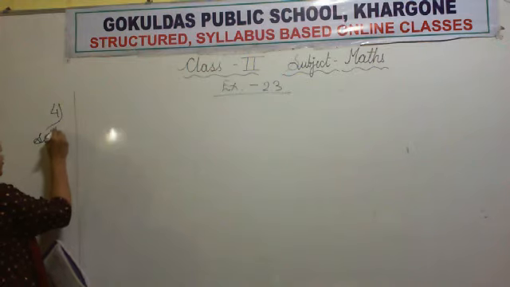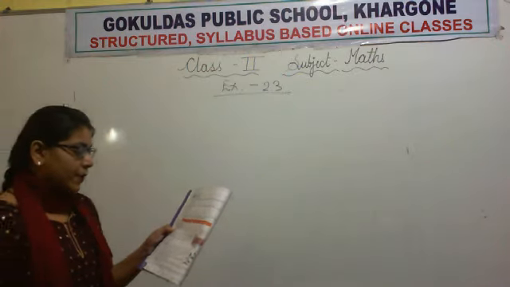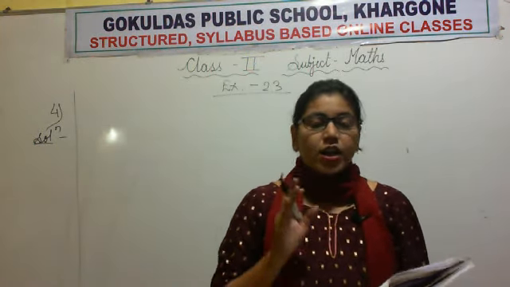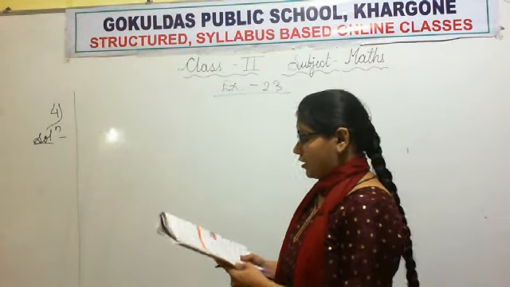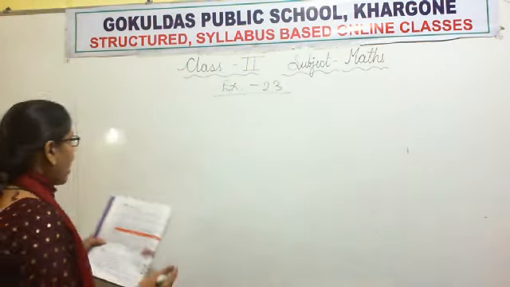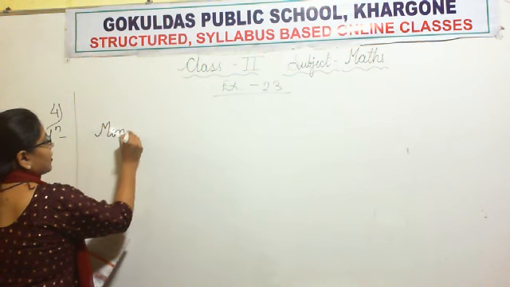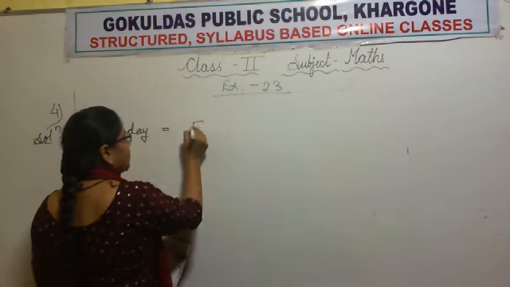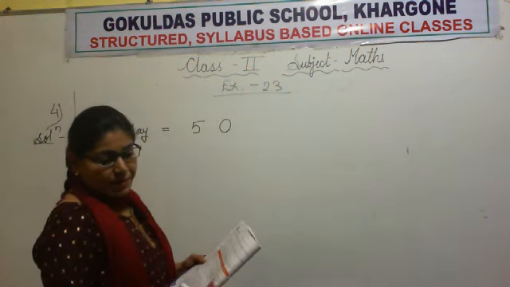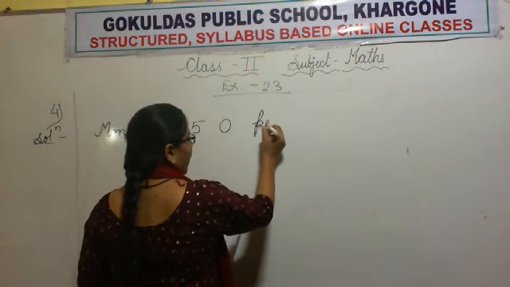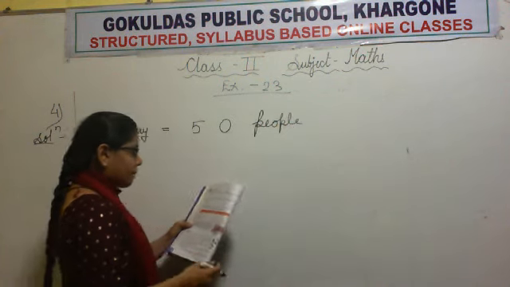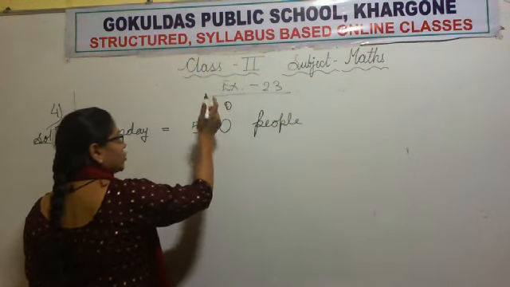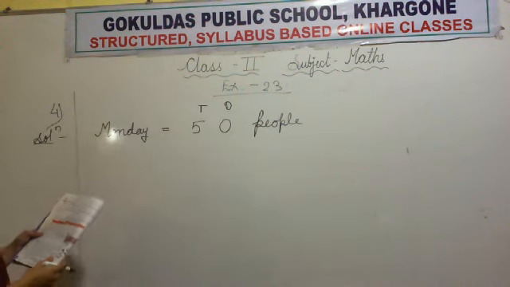First of all, you will write the whole question. I am not writing the question here, but you will write the question in your notebook. Okay, so solution. First of all, we will write about Monday. What happened on Monday? 50 people visited. So we will write 50. 50 what? 50 people. Now two digits are there, so we will write two places, ones and tens. Now we are done with Monday.